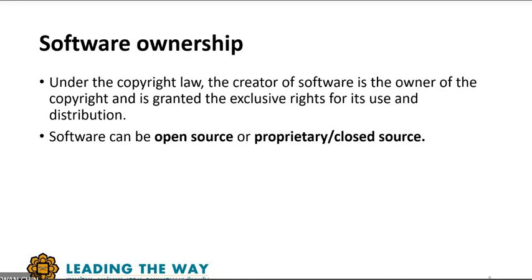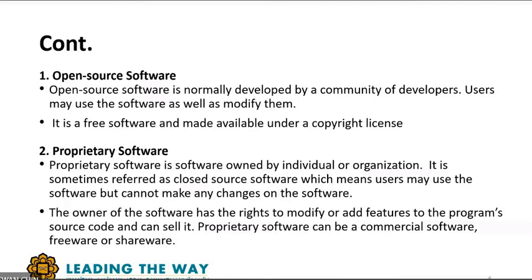Okay, for software, we have two types of ownership. So the first one is the open source software, and the second one, we call it a proprietary or closed source software. Okay, we have two types of ownership. So what's the difference between the open source and the proprietary software?